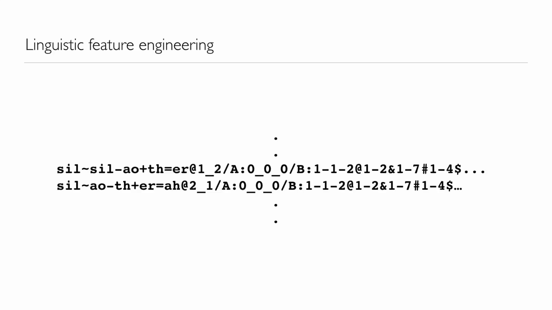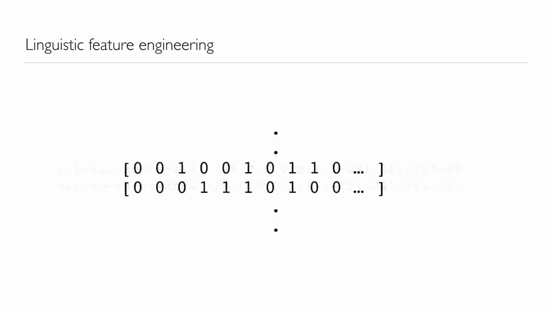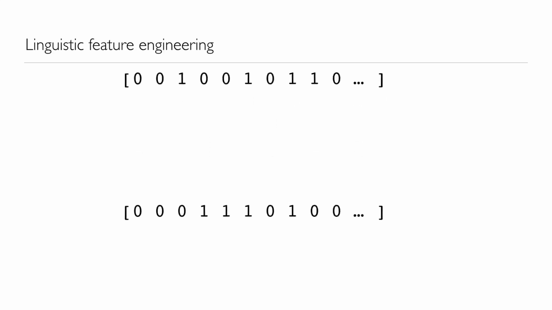Okay, so likewise we do it for a complete sequence. Here we have given a simple example of binary features, but some of them include numerical features as well. The next process is to upsample these linguistic features in order to create the input for the neural network training.